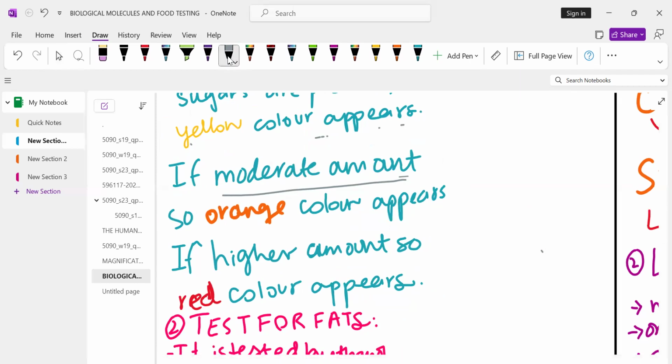For P1, you can just remember that Benedict's solution is used to test reducing sugar. The initial color of Benedict's solution is blue. When this blue color converts into red color, it means that reducing sugar is present in the food sample.